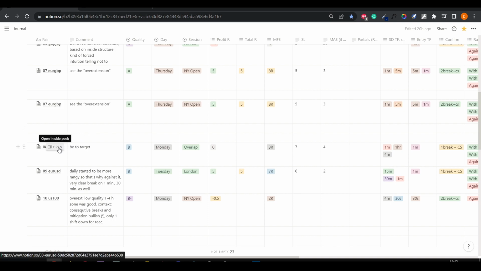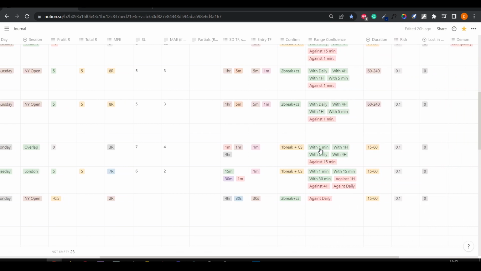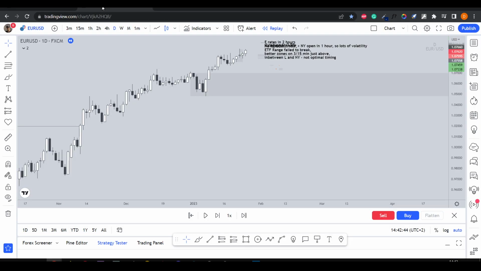So the first trade was on Euro USD. I went to break even and then it went to target. It was a big quality setup overall on Monday on overlap session, and it went mostly to 3R before taking me at break even and then went to take profit. It was inside the 1 minute range, 1 hour, daily and 4 hour ranges, and against 15 minutes. So let's look at the setup.